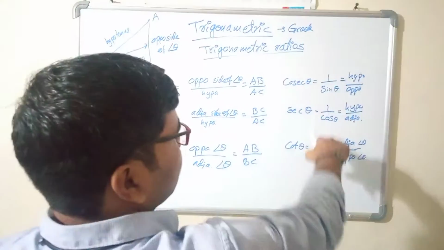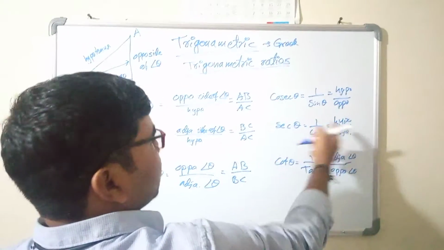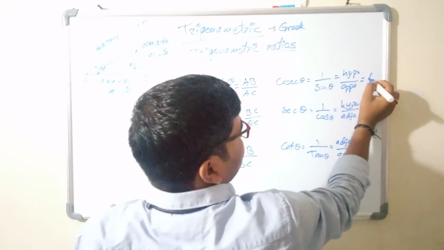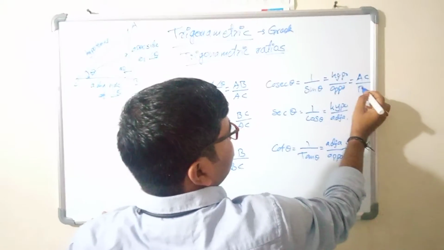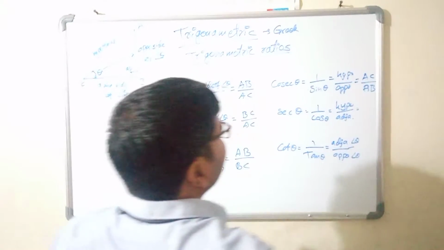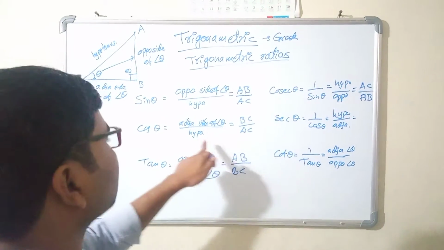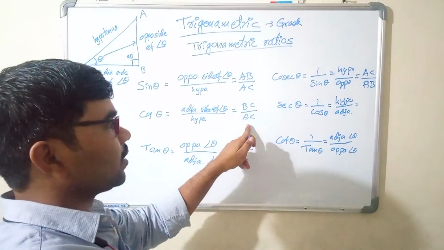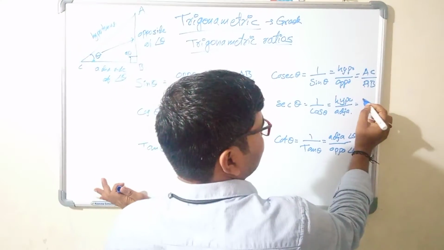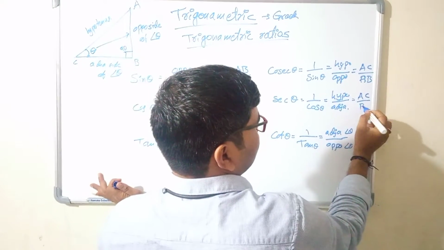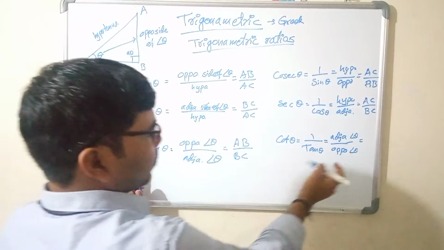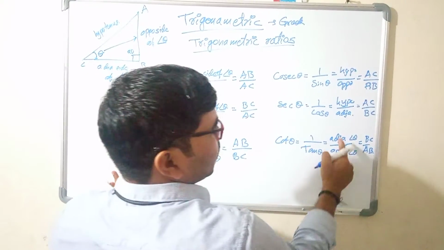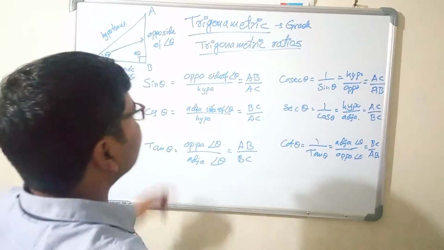Next, cosec theta is equal to 1 by sin theta, the reversal of sin theta. That means AC by AB. Next, secant theta is equal to the reversal of cos theta, that means 1 by hypotenuse by adjacent side. Hypotenuse is AC and the adjacent side is BC, so that means AC by BC. Next, cot theta is the reversal of tan theta, that means BC by AB. BC is the adjacent side and AB is the opposite side of theta.